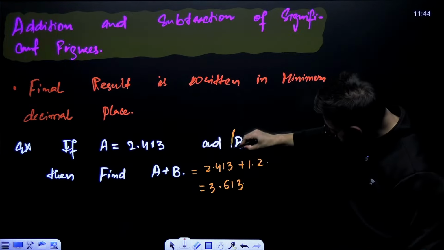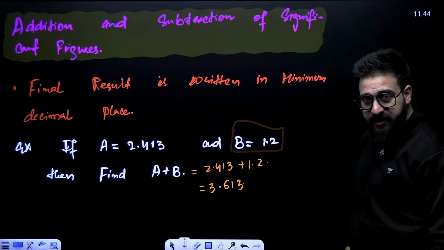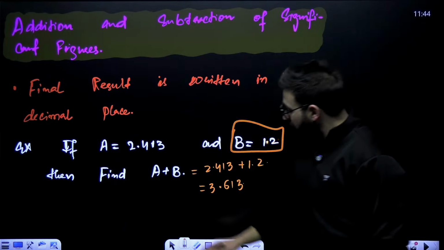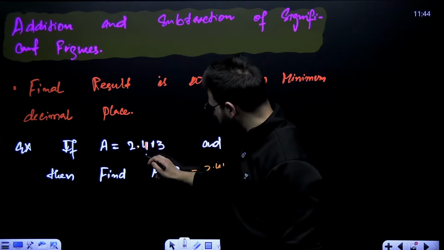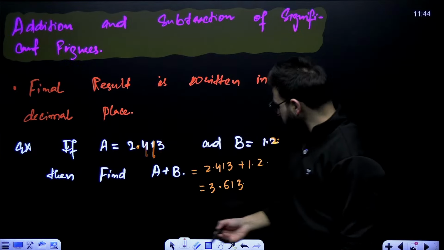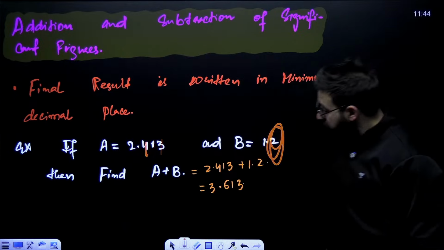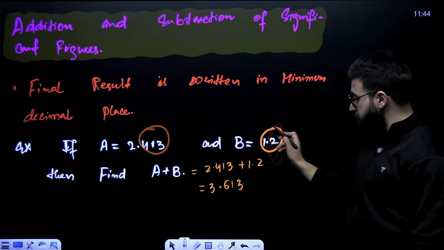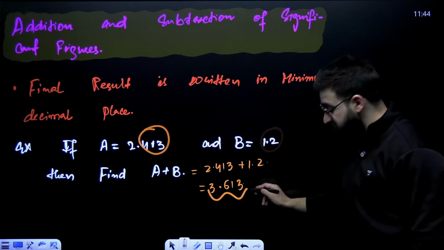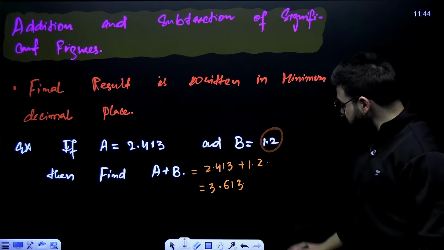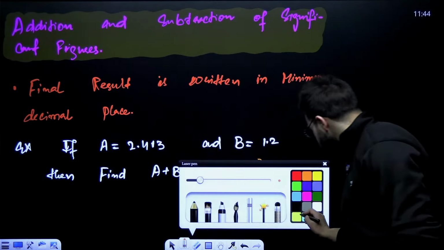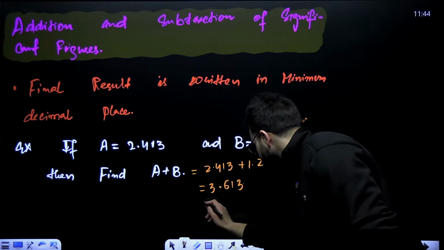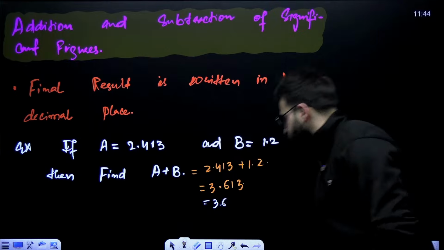How many digits are here after the decimal? Sir, this is only 2. How many digits are over here after the decimal? 1, 2, 3. Okay, here it is 1 only. Here, how many are there? 3. So you have to write the final result in minimum decimal place. So you have to make this answer in such a way so that after the decimal, there should be only one number. So the correct answer or the final answer in this particular case will be 3.6.